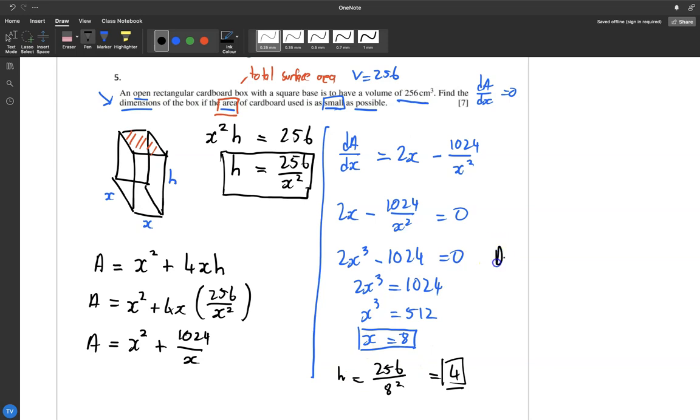So we have all the values that we need. Basically the dimension is 8 by 8 by 4. This should be your answer. You can also put the centimeter, because they say it's in cubic centimeters, so you can write that this is all in cm. So that's basically how we do minimum value problems, by, of course, drawing a diagram. We have 3 more questions to go.